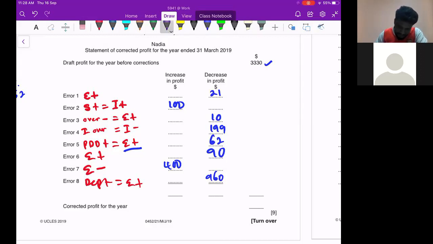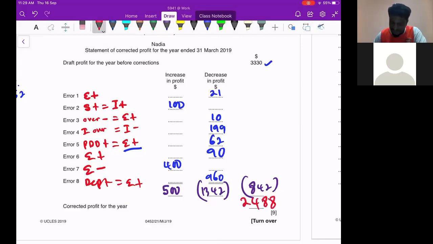Just total up. Here we got 500. Here we got 21 plus 10 plus 199 plus 62 plus 90 plus 960. I get 1342. So this one will be minus 500 minus 1342. I get 842 in a negative. So 3330 minus 842, I get 2488. That's my profit. That's my new profit.